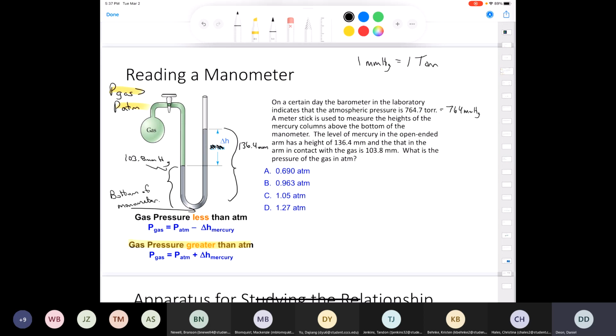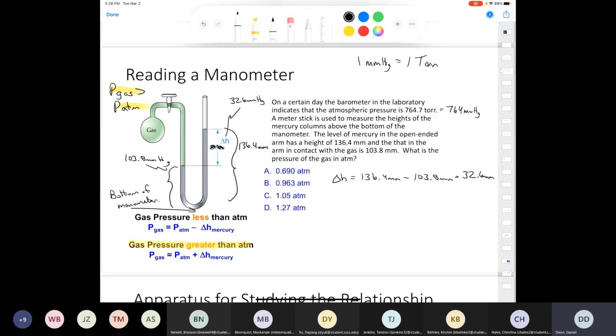25 centimeters, because if you take delta H, it's going to be equal to 136.4 millimeters, subtract 103.8 millimeters, and you end up with 32.6 millimeters. Sorry about that. Anyhow, you can see the difference here. The delta H is equal to 32.6 millimeters, and it's millimeters of mercury, if you want to think about it that way, right? Because it's a column of mercury.